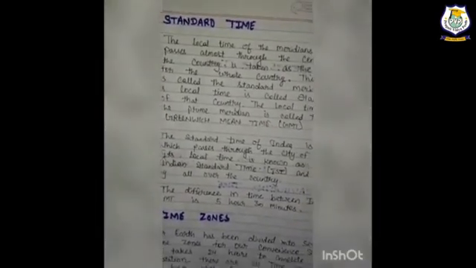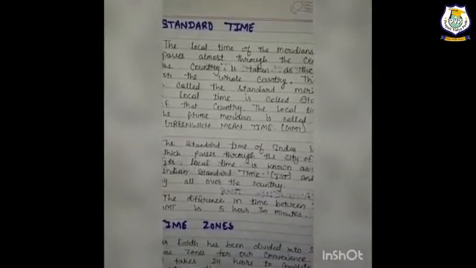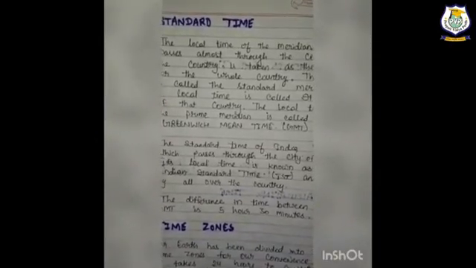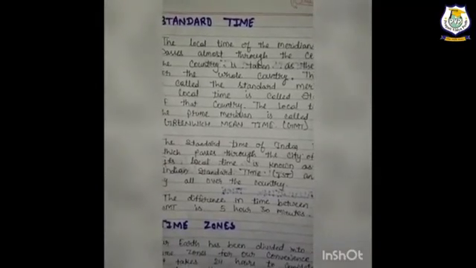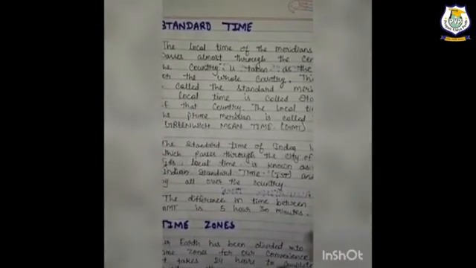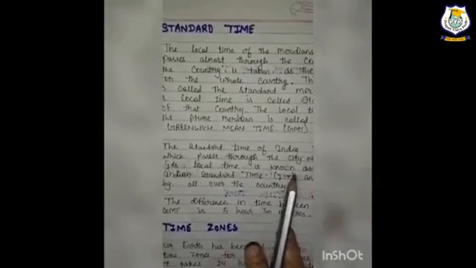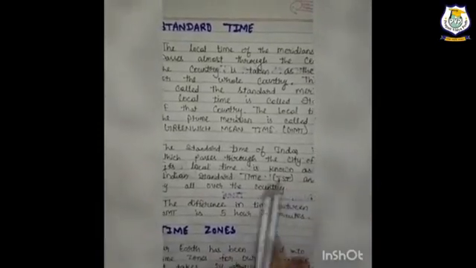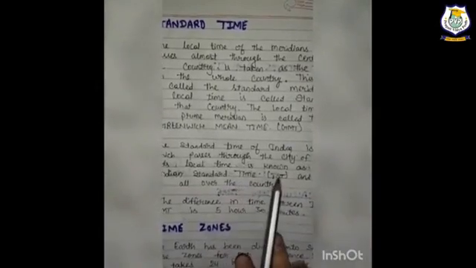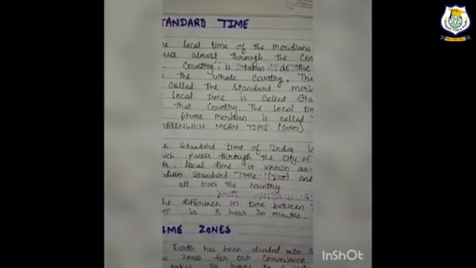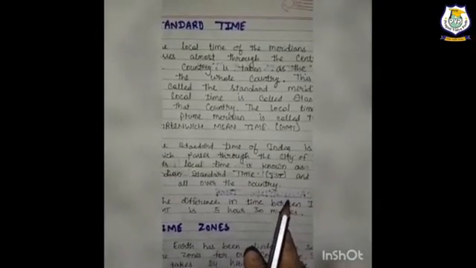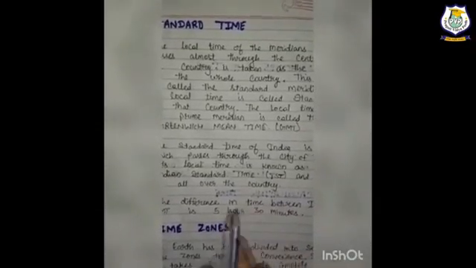To avoid such a problem, the local time of the meridian which passes almost through the center of the country is taken as the time for the whole country. The meridian is called the standard meridian and the time is called the standard time, and the local time of the prime meridian is called the Greenwich Mean Time, that is GMT.